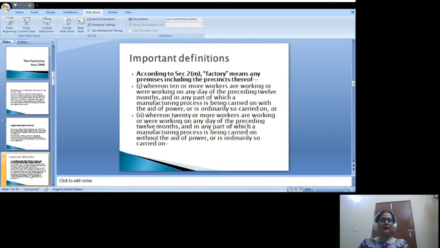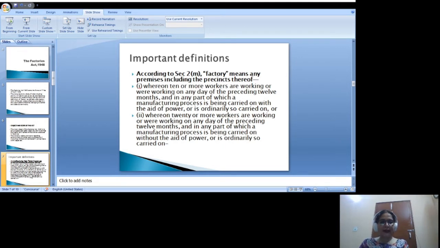So all this we are going to do in this Factories Act. Now, next, important definitions. The main definitions, the first definition of the Factories Act is, what do you mean by factory? What is a factory? According to the Factories Act 1948, the factory means any premises, including the precincts thereof, wherein 10 or more workers are working or were working on any day of the preceding 12 months, in any part of which a manufacturing process is being carried on with the aid of power or is ordinarily so carried on.